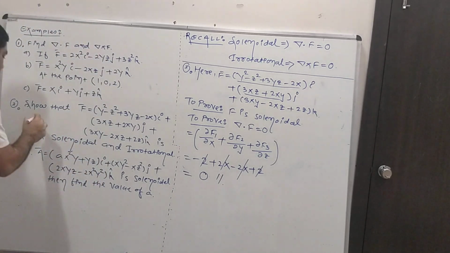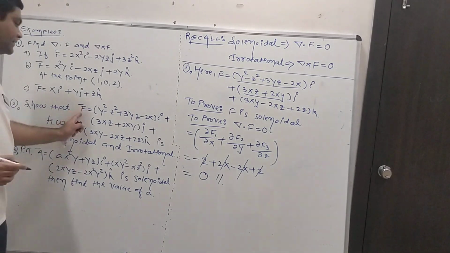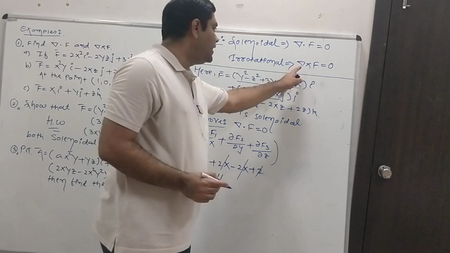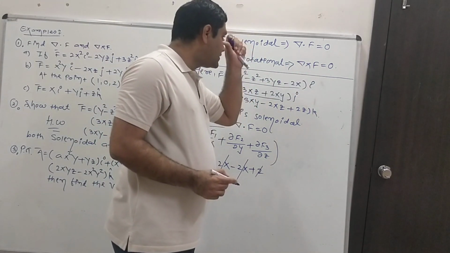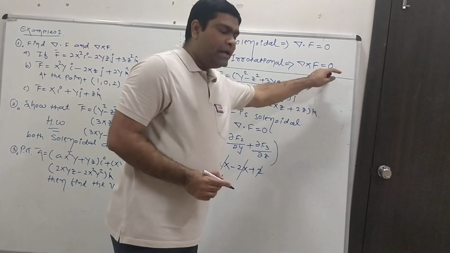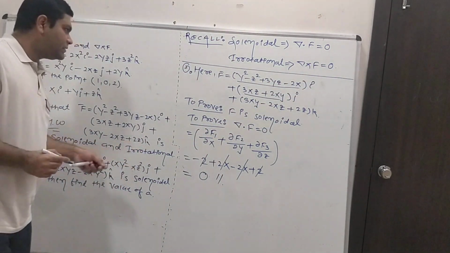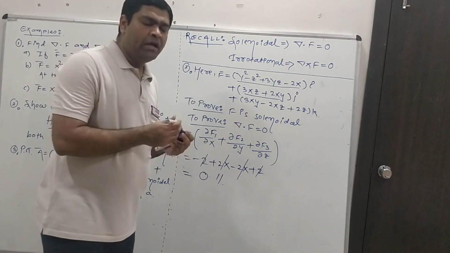in homework, you have to find whether this vector is irrotational. So what you have to prove? Just simply del cross F. You find del cross F. If you get del cross F is equals to 0, it means you can say that the given vector is irrotational, students. So please solve it like this. You will get your answer.